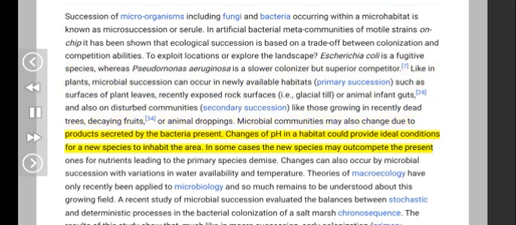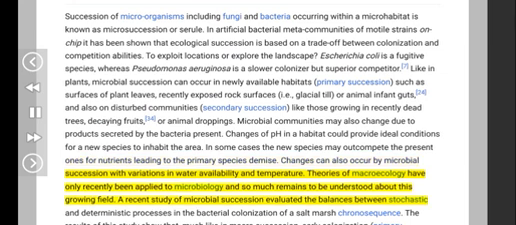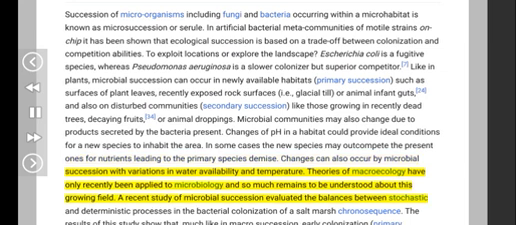Changes of pH in a habitat could provide ideal conditions for a new species to inhabit the area. In some cases, the new species may outcompete the present ones for nutrients, leading to the primary species' demise. Changes can also occur by microbial succession with variations in water availability and temperature. Theories of macroecology have only recently been applied to microbiology, and so much remains to be understood about this growing field.